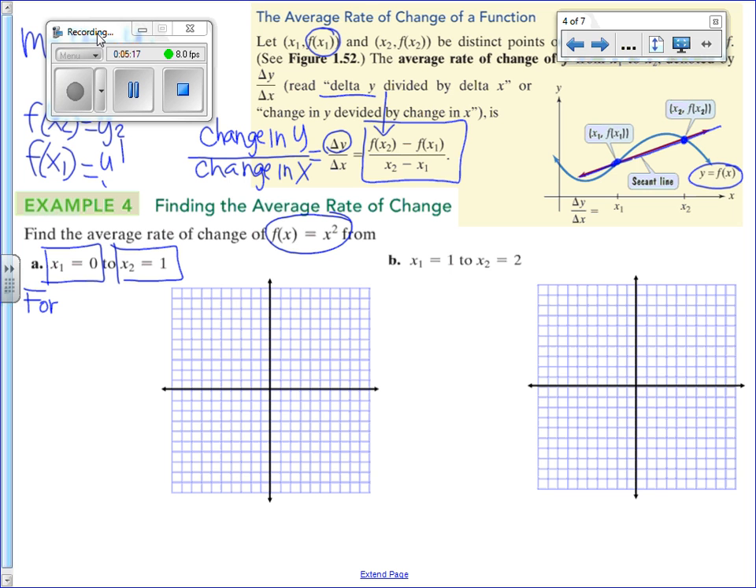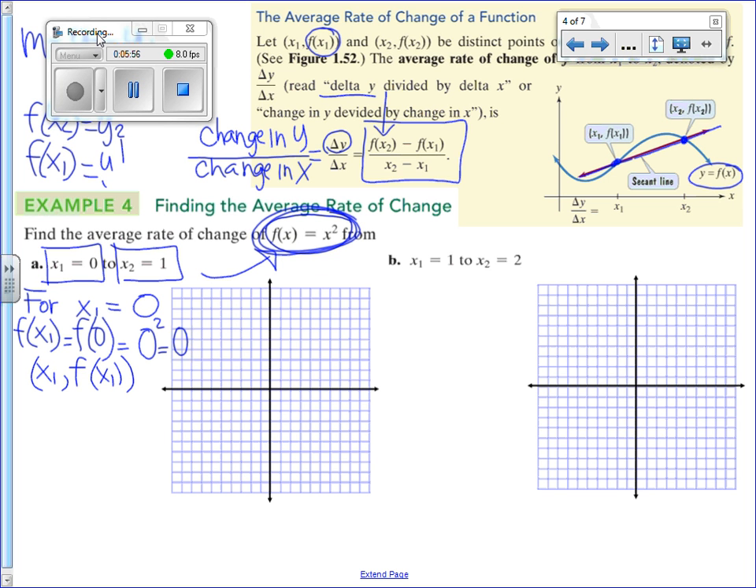So for x sub 1 equal to 0, we look at the function that we have here, and we could substitute it in there. So we will have f of x sub 1, which is f of 0. We substitute that 0 into the equation, and we will get 0 squared. Remember, this is the equation I'm looking at. So we will get the value of 0, because 0 squared is equal to 0. So from here, I have the point x sub 1 comma f of x sub 1 is equal to 0 comma 0. So let's just go ahead and plot that point here.